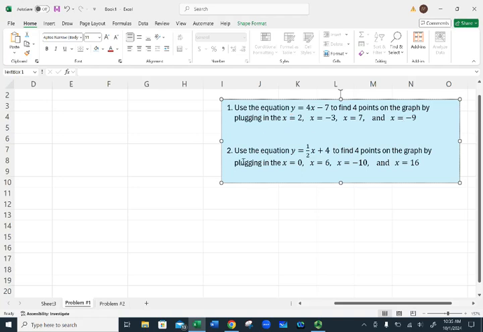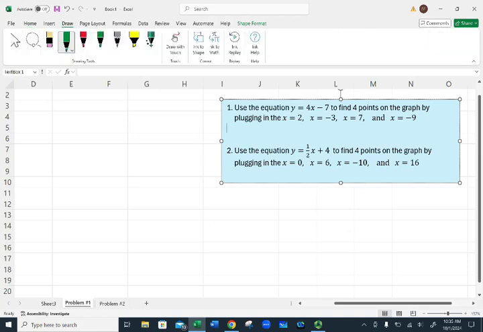And then in problem 2, more repetition. Here's another linear equation, y equals 1/2 x plus 4, and then find 4 points on that line by plugging in these 4 x values. So it looks like we're doing the same exact thing 8 times. So what I want to do is just focus on the formula in general.